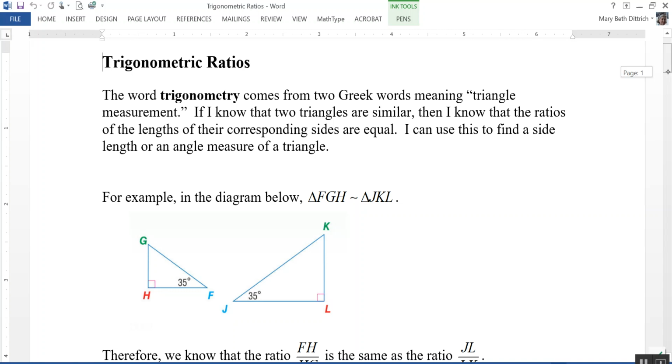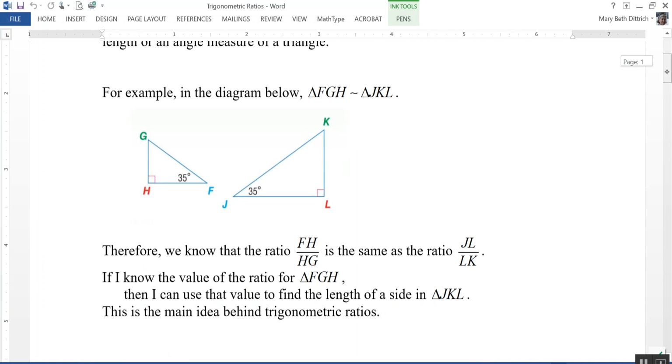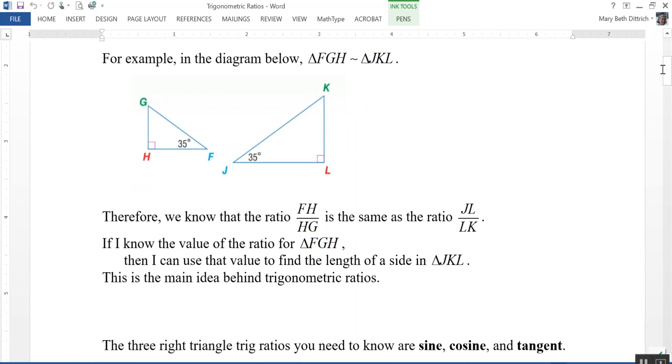So for example, in the diagram below, triangle FGH is similar to triangle JKL. Therefore, we know that the ratio of FH to HG is the same as the ratio of JL to LK. If I know the value of the ratio for triangle FGH, then I can use that value to find the length of the side in triangle JKL. This is the main idea behind trigonometric ratios.